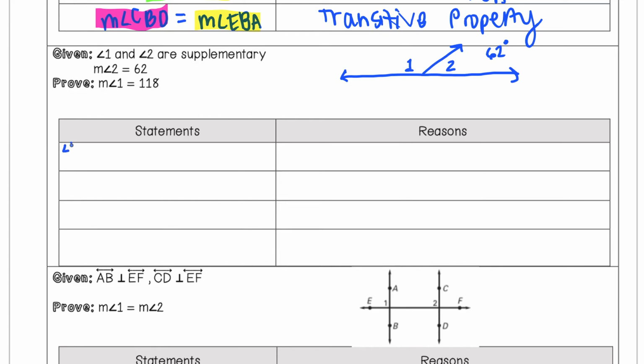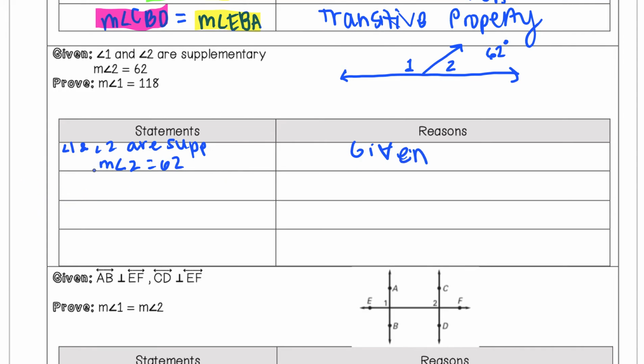So we're given a lot of information. Angle 1 and angle 2 are supplementary, and we're also told that the measure of angle 2 is equal to 62. So these were both given information, so we can fill them into our proof.